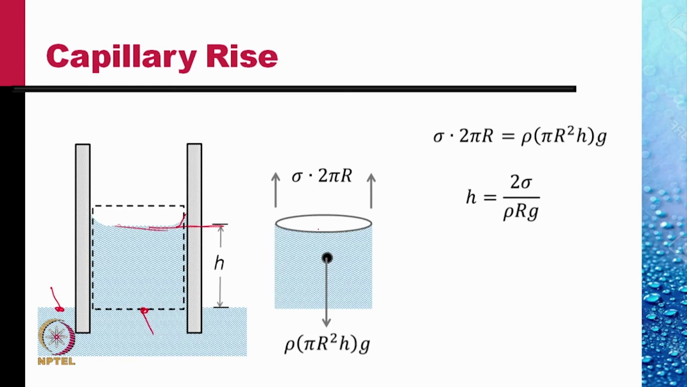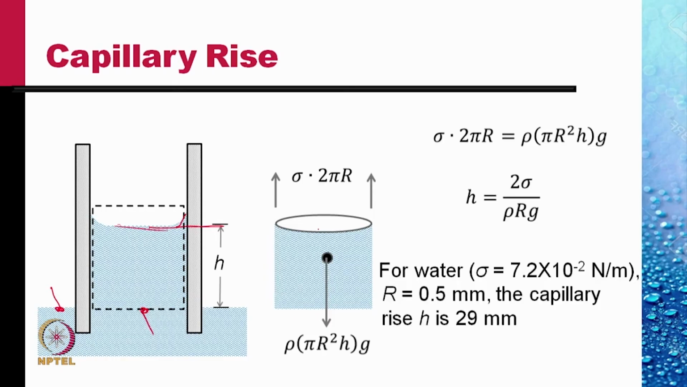Let's estimate this capillary rise for water in a capillary of diameter 1 millimeter, that is, of radius 0.5 millimeter. If we plug in the values, the capillary rise is 29 millimeter, almost 30 millimeter, almost 3 centimeters in a tube with a bore of 1 millimeter. An interesting phenomenon.